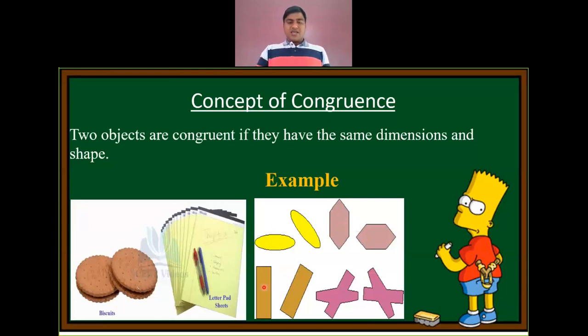Again, this is a rectangle and this is a rectangle, and these two rectangles are overlapping to each other, so therefore two rectangles are congruent to each other. And this is the multiplication sign, and these two multiplication signs are overlapping to each other, so therefore these two multiplication signs are congruent to each other.